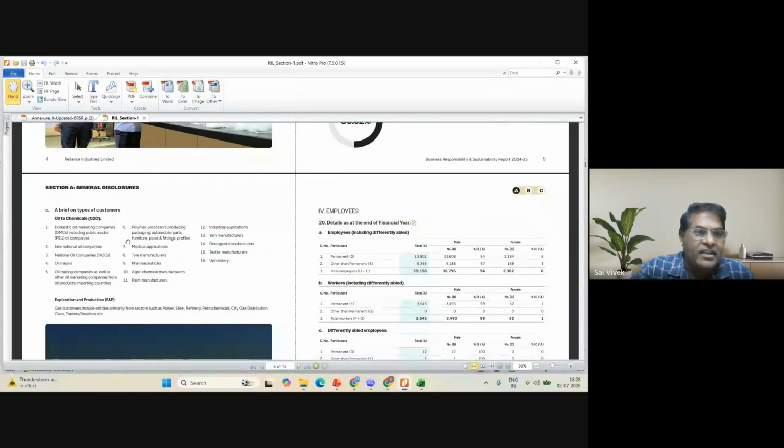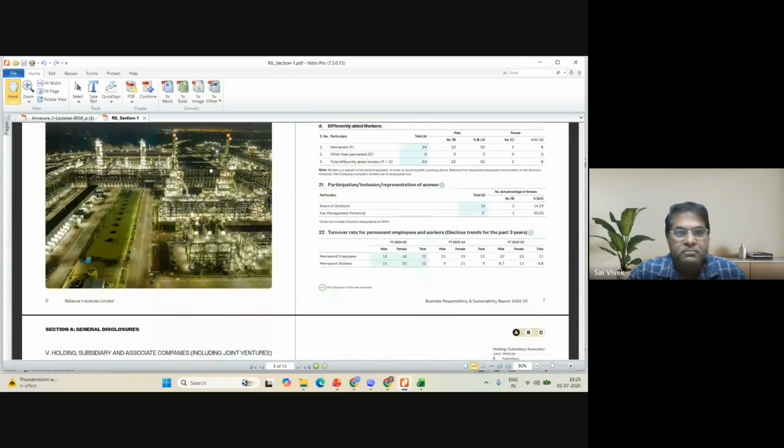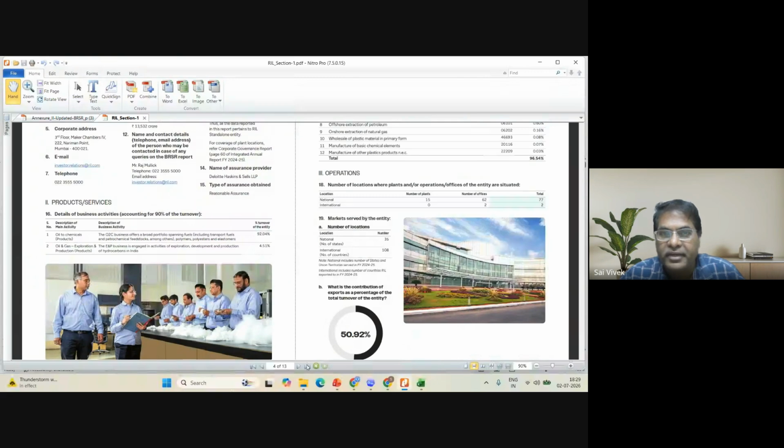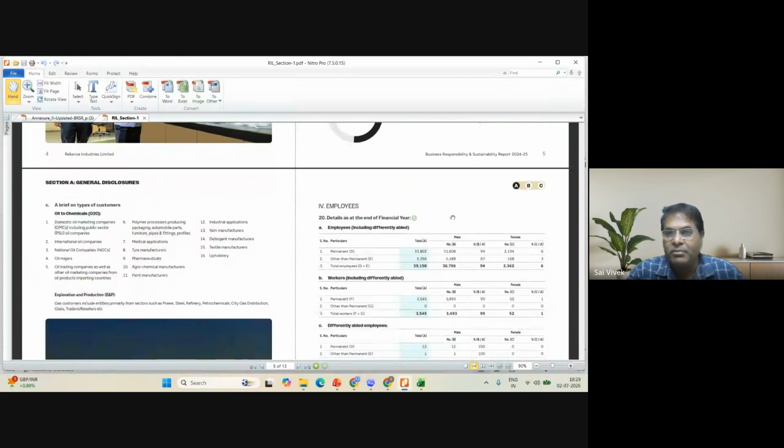And coming to the C part of the 18th serial number, a brief on types of customers. The types of customers are domestic oil marketing companies, international oil companies, oil majors, pharmaceuticals, upholstery. These are the various types of customers that Reliance India is serving. So coming to the next serial number, 20. We have seen 19. Coming to the next serial number 20.